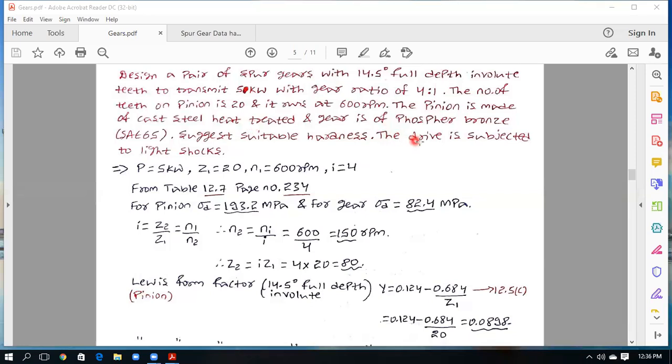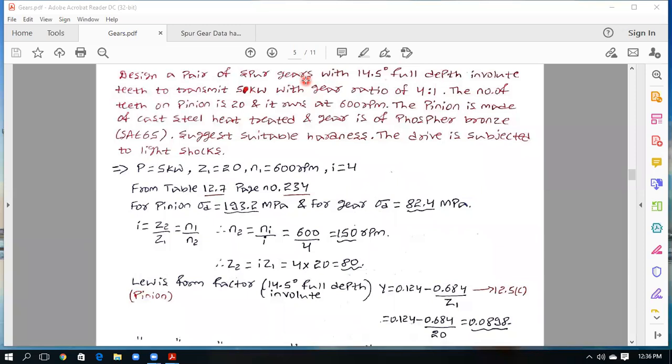The drive is subjected to light shock, which means whatever the drive is, it is subjected to light shock. Suggest a suitable hardness. In this, you need to completely design a spur gear. In the exam, if the complete design is asked, it will be for full marks, that is 20 marks.